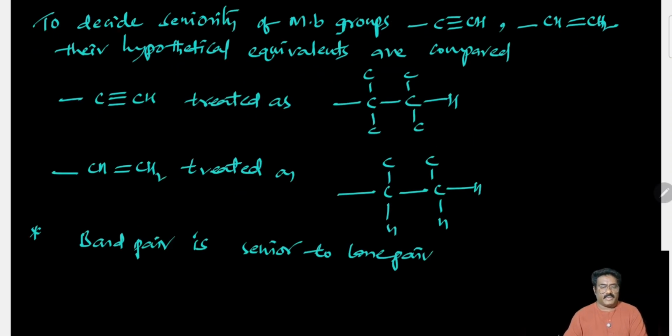See, if double bond, triple bond: carbon triple bond with carbon, carbon double bond with carbon. Carbon triple bond with carbon is treated as carbon, carbon with hydrogen, carbon with carbon, carbon and carbon. It is triplicated. So carbon double bonded with carbon, CH double bond CH2, is treated as carbon with carbon, two hydrogens and hydrogen and carbon duplicated. So a bond pair is senior to a lone pair. Bond pair is senior to lone pair. Look at the next.